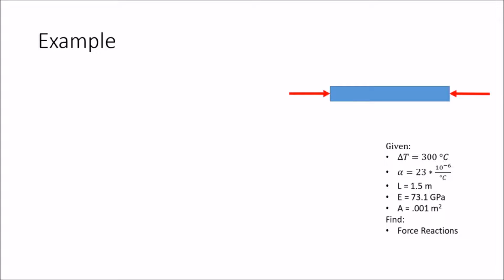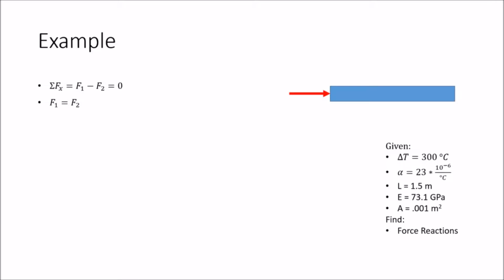That means we can sum the forces in the x direction. That means that force 1 and force 2 are going to have to be equal to each other. Now to apply the principle of superposition, we need to remove one of the forces. Then we imagine the member growing due to the increase in temperature.